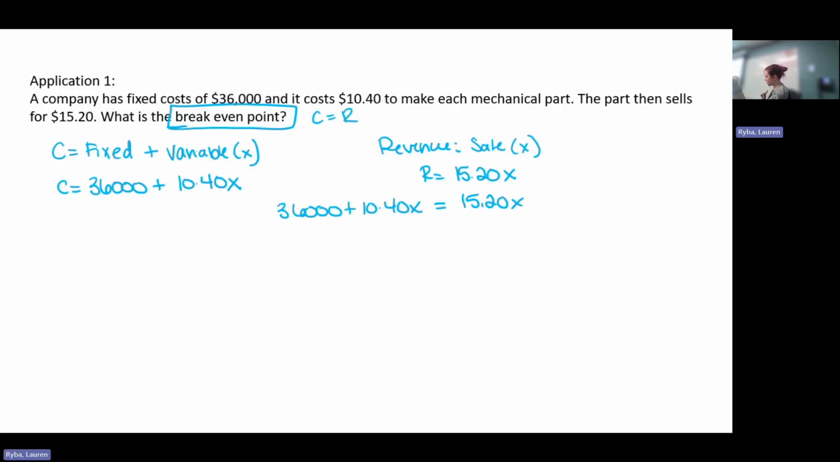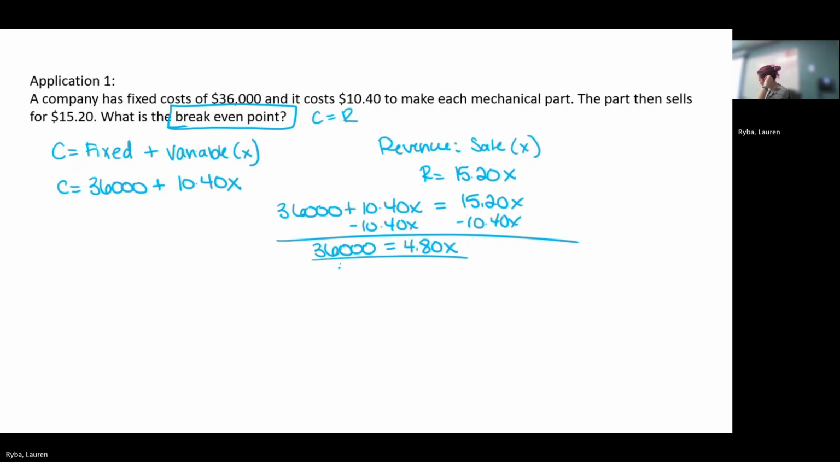And then this is a problem just like what we did. So I'm going to get the x's on both sides. I'm going to subtract the 10.40x. So 36,000 equals $4.80 x. So then I can divide by that $4.80. And I will get 7,500 items.